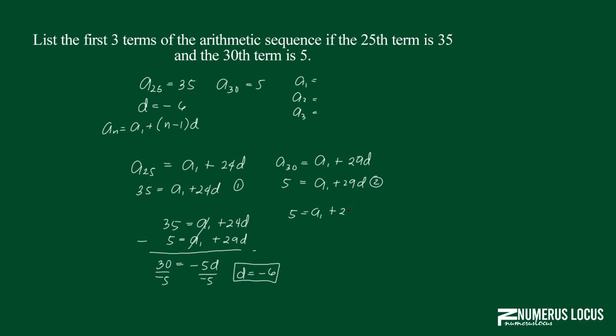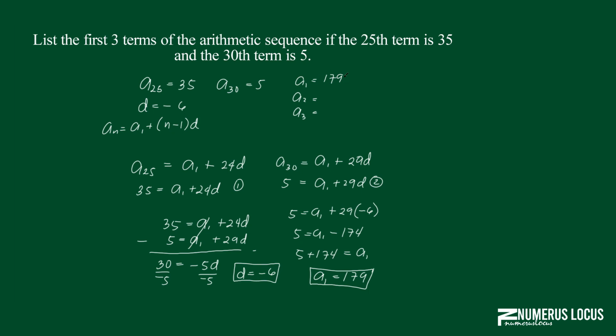So plus 29 times the common difference, which is negative 6. So 5 equals a sub 1, and 29 times negative 6 is negative 174. And so we have 5 plus 174 by the addition property of equality. Our a sub 1 is equal to 174 plus 5, which is 179. Therefore, we can now say that our a sub 1 is 179.